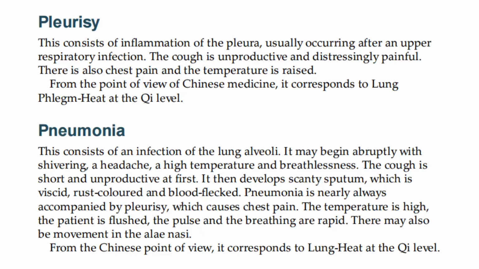Pneumonia consists of an infection of the lung alveoli. It may begin abruptly with shivering, a headache, a high temperature, and breathlessness. Cough is short and unproductive at first. It then develops scanty sputum, which is viscid, rust-colored, and blood-flecked.